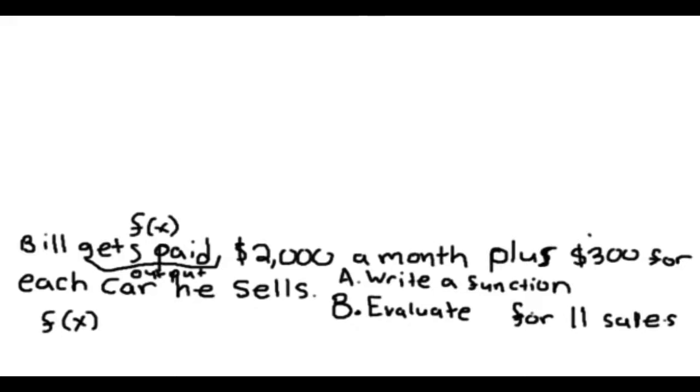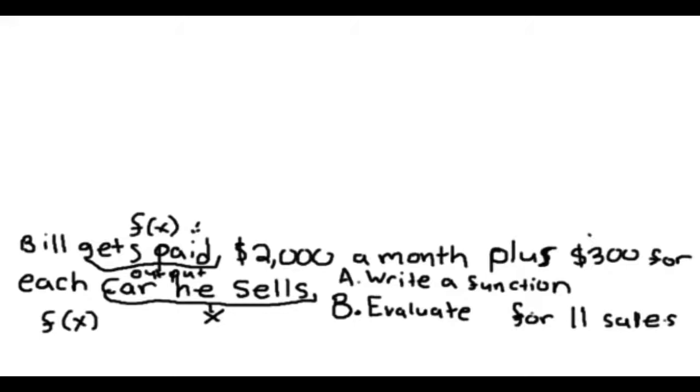And the input, let's read the problem. So Bill gets paid $2,000 a month plus $300 for each car he sells. So the amount he gets paid depends on the amount of cars he sells, which means the variable that's affecting his salary is the cars he sells. So this is going to be your input for the function. So let's call that x. So the amount he gets paid.